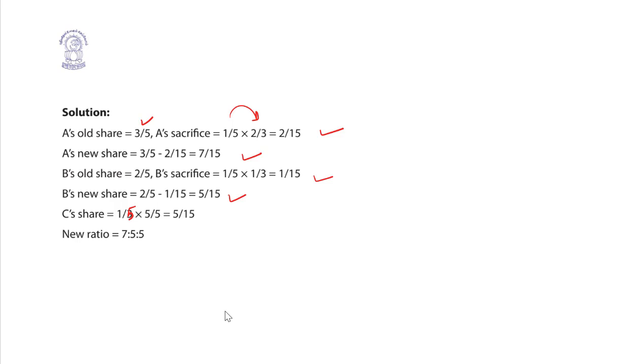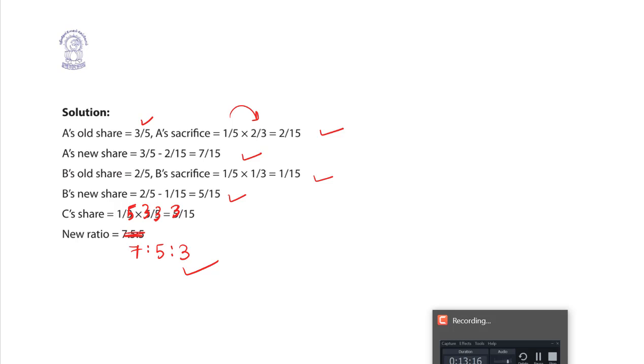And C's share is 1 by 5 multiplied by 3 by 3. So this is 3 by 15. So the new ratio is 7:5:3.